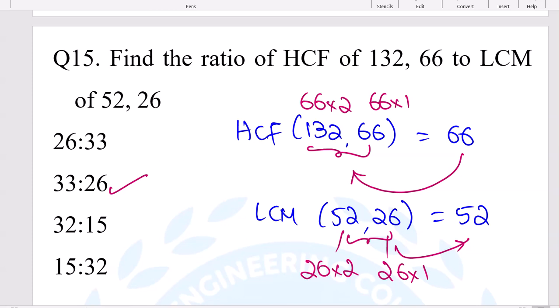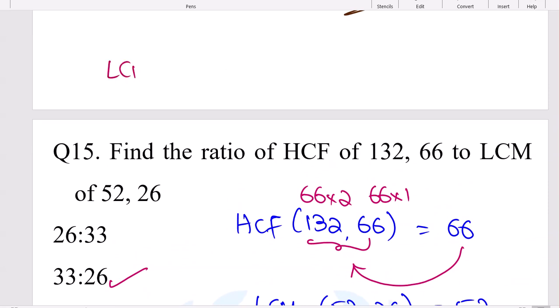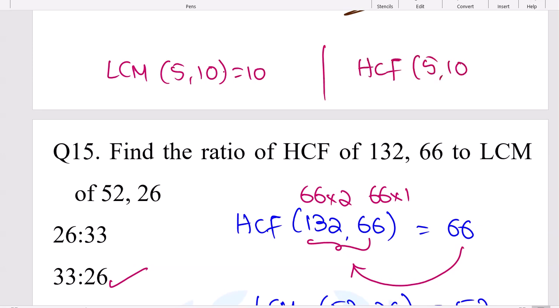But this is one more easy thing. Suppose you have 5 and 10 and you want to take LCM, it's 10. But for 5 and 10, HCF is 5. Please note that point, and it is not only for 5 and 10. LCM for 5 and 10 is 10, whereas HCF for 5 and 10 is 5. Same numbers, but LCM is different, HCF is different, right?